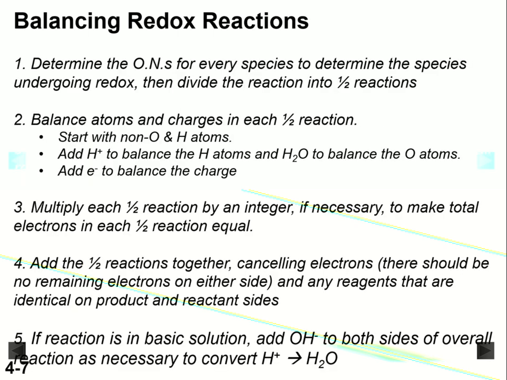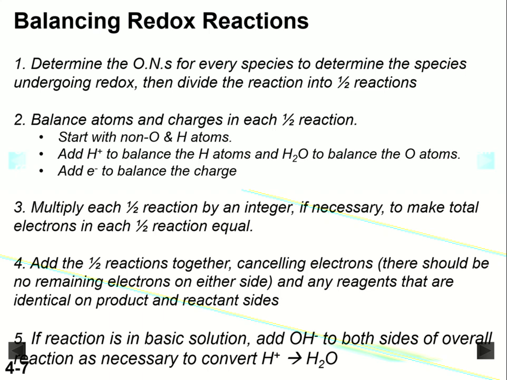Quickly reviewing the rules for balancing redox reactions. We determine the oxidation numbers to decide which species are undergoing redox, and we divide the reactions into the species that's undergoing oxidation and the species that's undergoing reduction. Then we take those separate half reactions and balance the atoms and charges within each one. Once those are balanced, then we multiply each half reaction by an integer as necessary to make the electrons equal in both half reactions, so that when we then recombine the half reactions, the electrons will cancel.